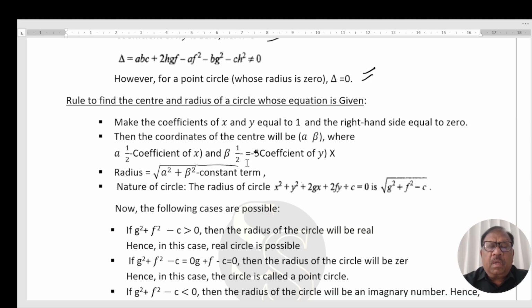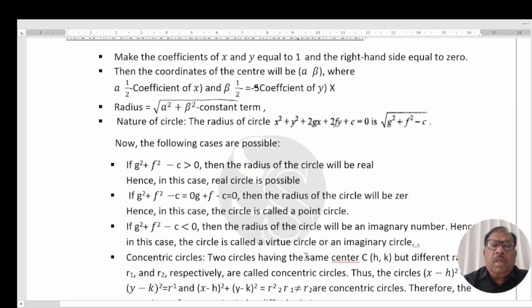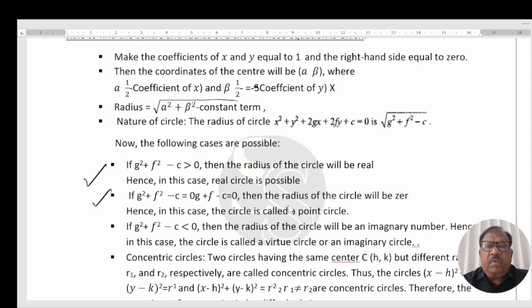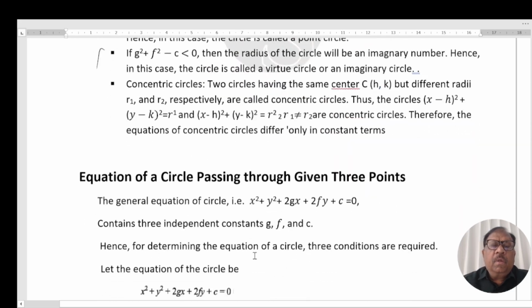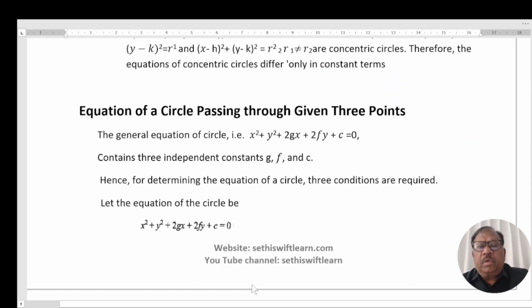We have discussed all that. Following cases will be there. If g square plus f square minus c is positive, it is a real circle. If it is equal to 0, in this case the circle is called a point circle. If it is negative, the circle is imaginary, right? Leave this. Now, equation of circle passing through 3 points.